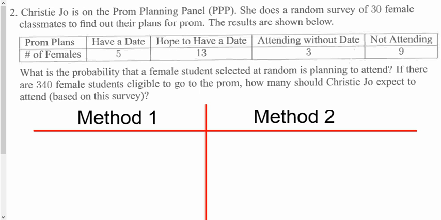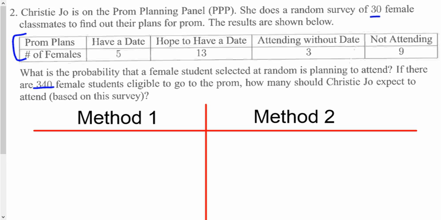Problem number 2, Christy Joe's on a prom planning panel. They surveyed 30 different females. Here's the results in this table, and they want to know, of the 340 females in the school that could go to prom, how many will go to prom based on this survey's results? So let's use the proportion method again, and we've got to find out how many will go to the prom.